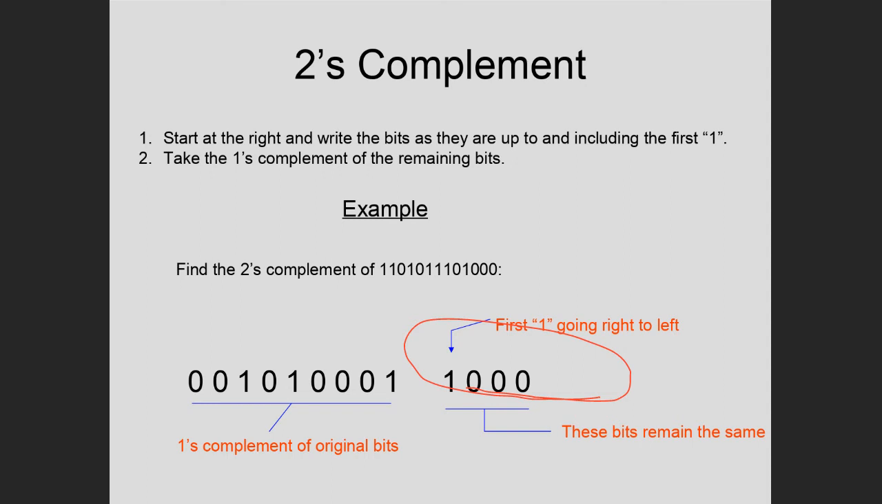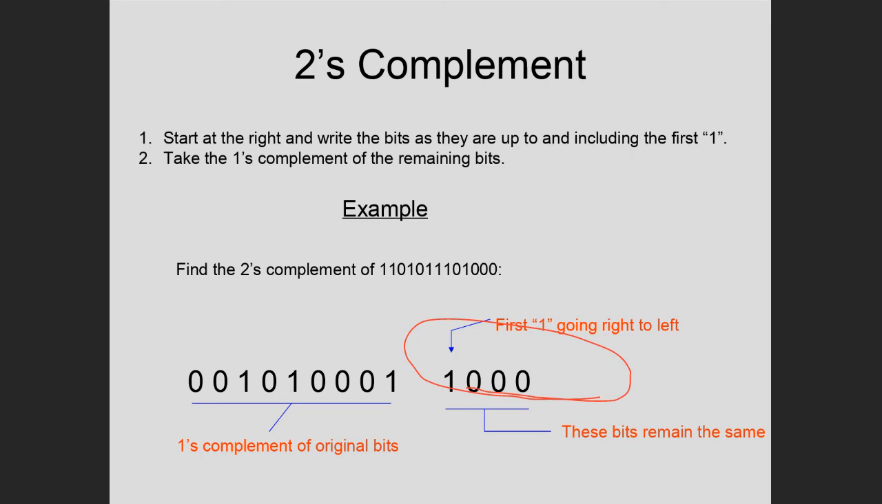What you do is, up to and including the first 1, you leave the bits alone. Let me say that a second time. Up to and including the first 1, you leave the bits as they are. After that, you take the ones complement.